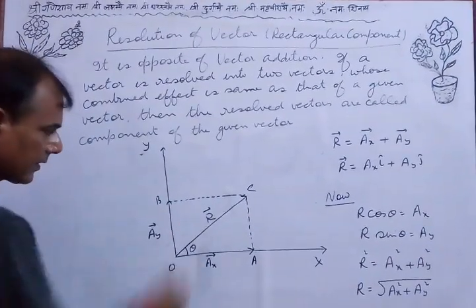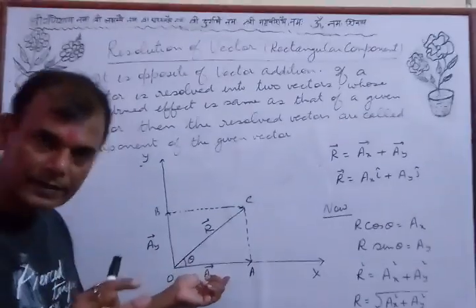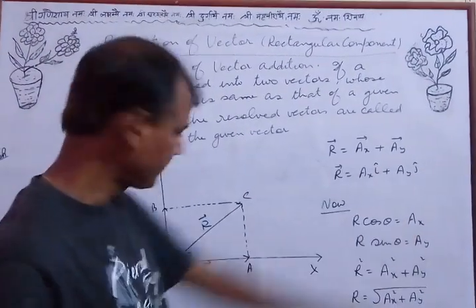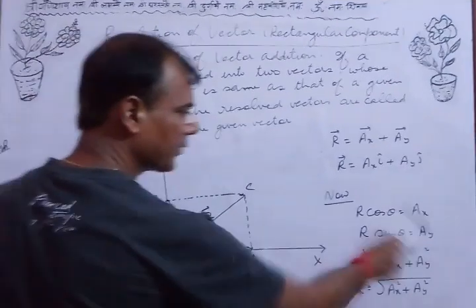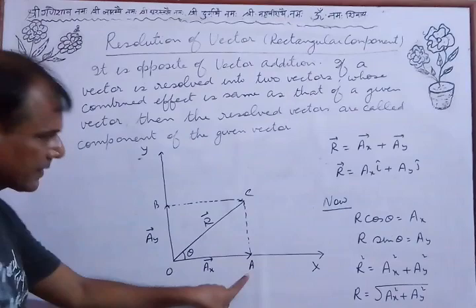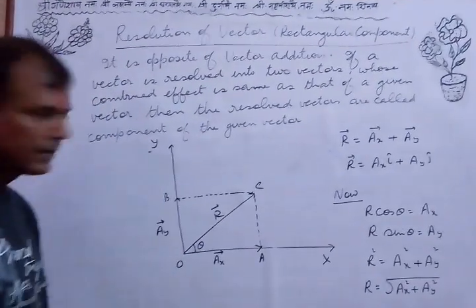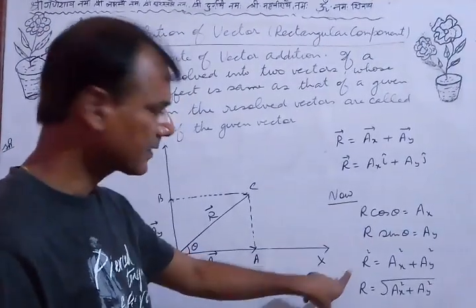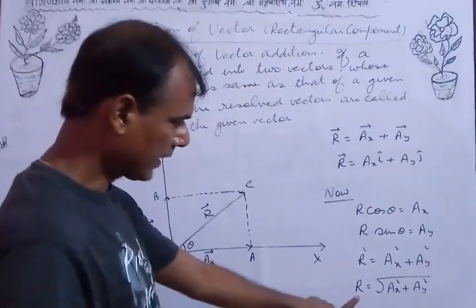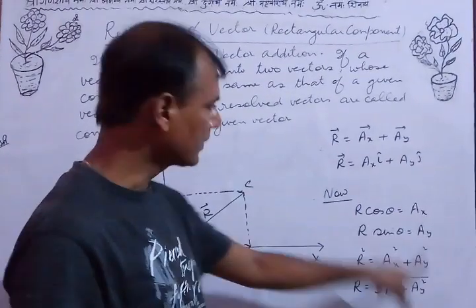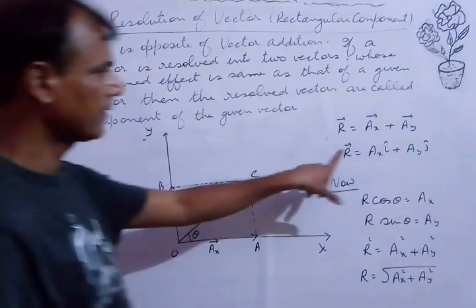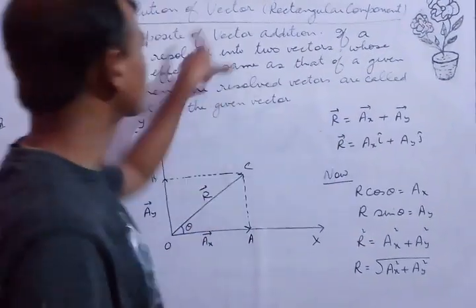Now if this is R, and you want to find the value of Ax in terms of R, using this triangle, R cos theta becomes Ax. Similarly, we get R sin theta equal to Ay. These are two components, R cos theta along the x-axis and R sin theta along the y-axis. If we square and add, we get this result: R square is equal to Ax square plus Ay square. So R is equal to the square root of Ax square plus Ay square. So these Ax and Ay are known as the vectorial components of vector R. This plus this will give you vector R. So this is resolution of vector.